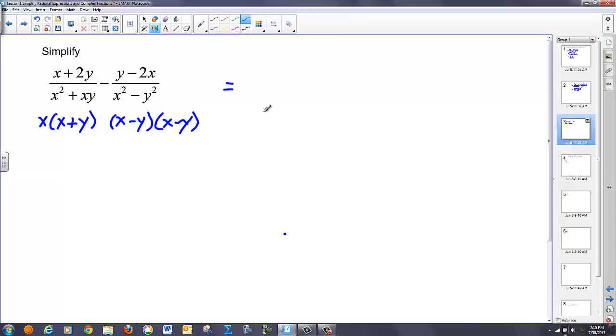So in this, I'm going to need an x. I'm going to need an x plus y. And I'm going to need an x minus y. So as you can see, the x goes into this denominator here, the x plus y goes into the denominator here, the x minus y goes into the denominator, and so does the x plus y. It's kind of repeated, but it only needs to go in one time.